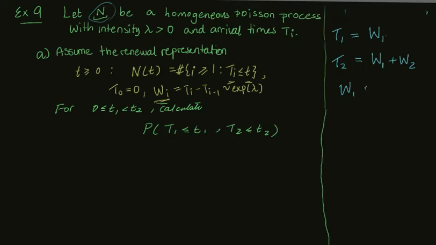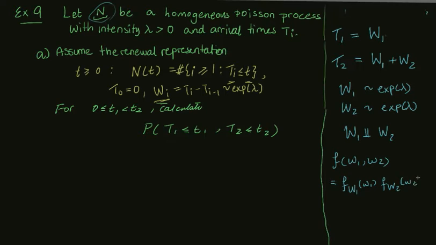First of all, we know that both w1 and w2 are exponentially distributed with parameter lambda, by assumption in this exercise. Second of all, we know that the inter-arrival times are independent. So w1 and w2 are independent. And in particular, this will allow us to acknowledge that the joint density of w1 and w2, which I will just write like this, can be factorized into the marginal densities because of their independence. And the marginal densities are just the densities of an exponential distribution with parameter lambda. So this is the first marginal density, and then we have the second marginal density.